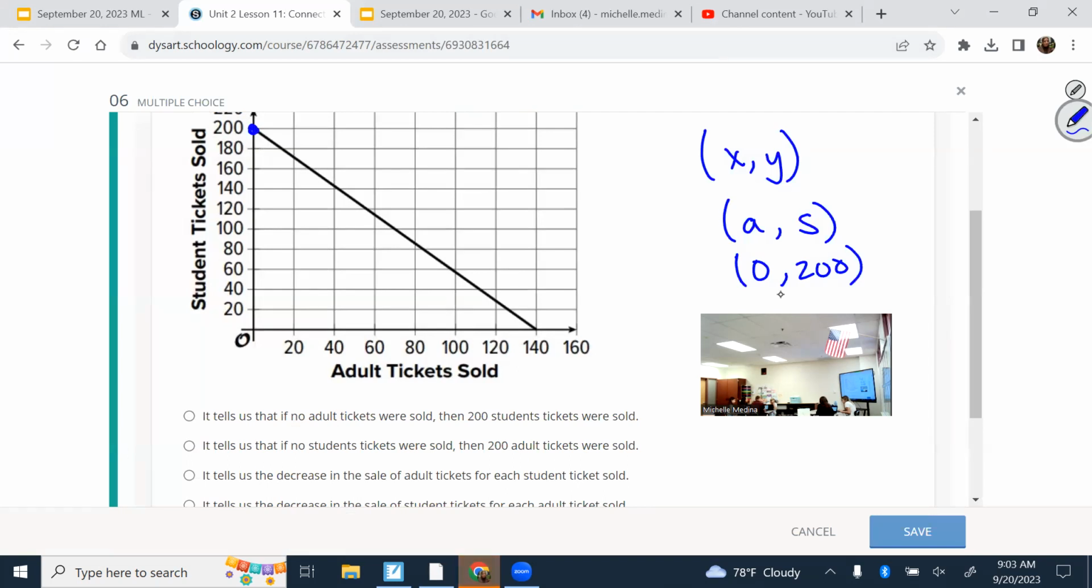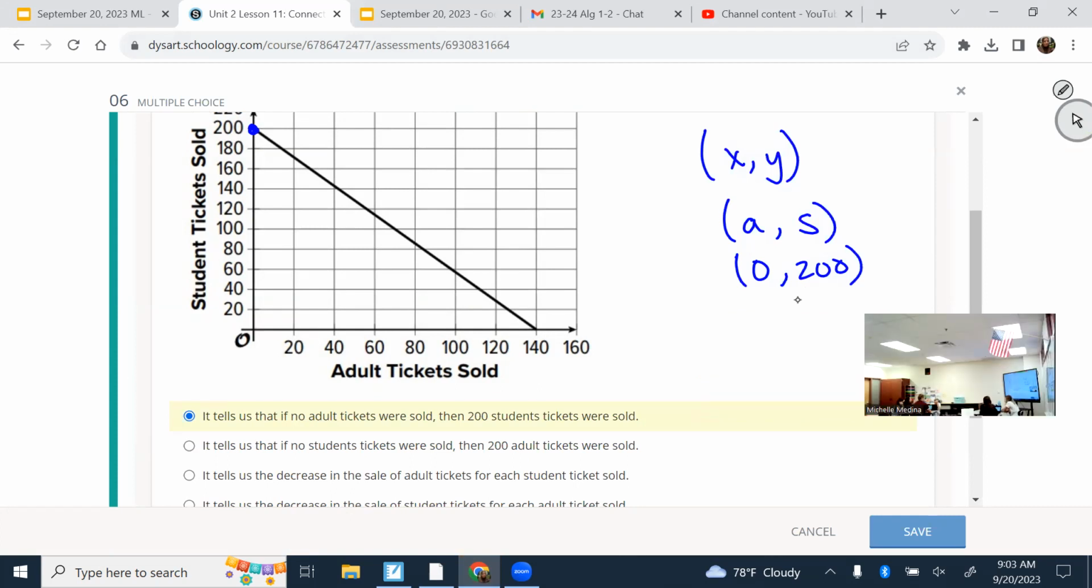Okay, so assuming that the other ones don't make sense, then that looks like we already found our answer. But let's see what the other ones say, because it could be shuffled on yours. So that's my first answer. It looks legit so far. So then the second one says, if no student tickets were sold, so 0 for students, then 200 adult tickets were sold. Is that on our graph? 200, 0. All right, no, our x-axis doesn't even go to 200, so don't pick that one. It tells us the decrease in the sale of adult tickets for each student ticket sold.